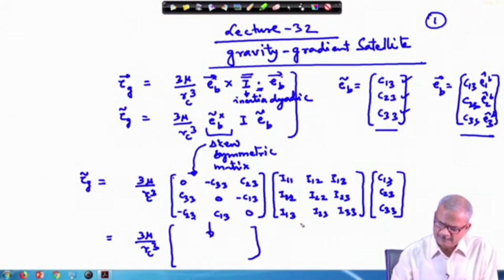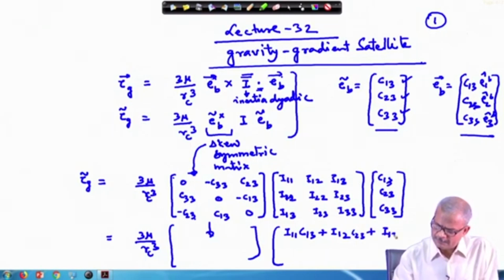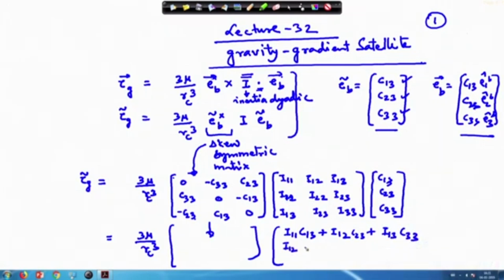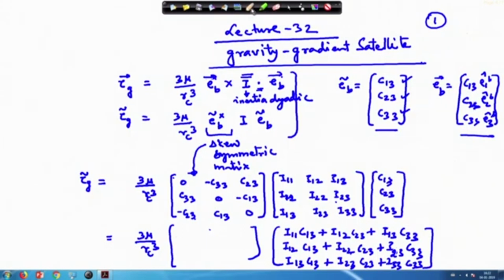We need to copy this here in this place, and then we will have I 11 C 13 plus I 12 times C 23, and similarly the second term will be I 12 C 13 plus I 22 times C 23 plus I 23 times C 33. This one should go here in this place, so this is I 23. And the last one will be I 13 C 13 plus I 23 times C 23 plus I 33 into C 33, and operate on this matrix. So we have to multiply these two matrices.